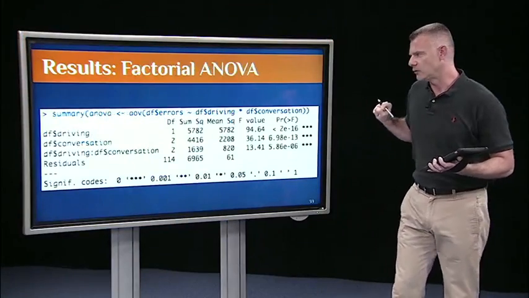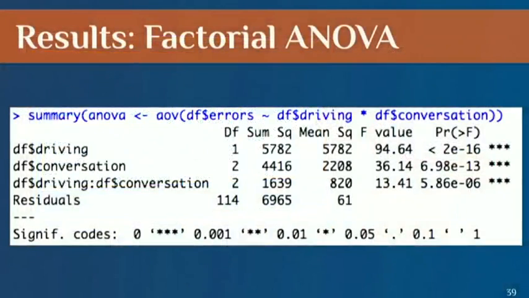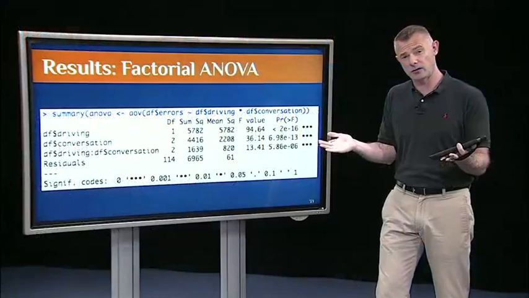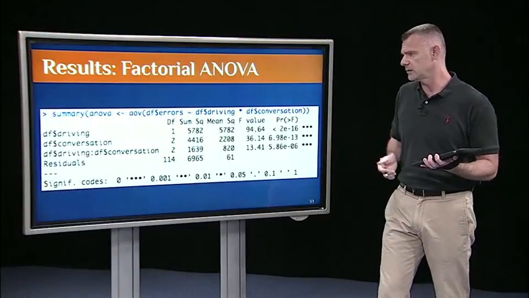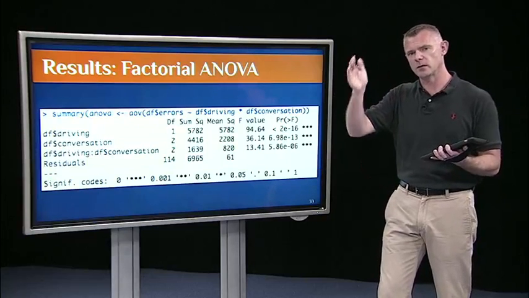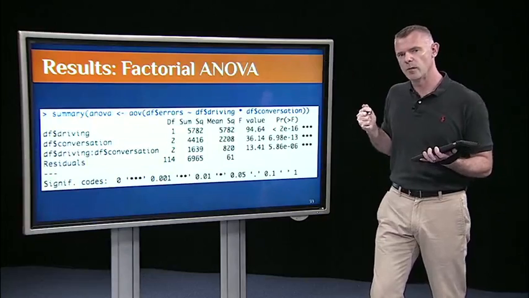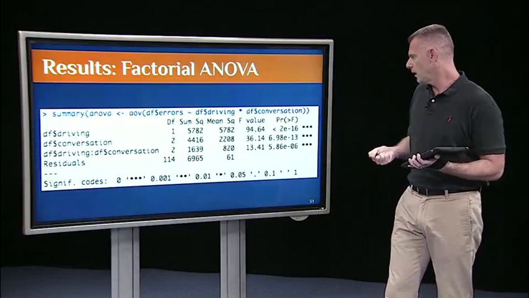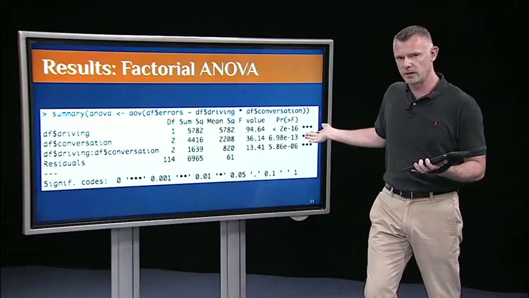Here's the output of the factorial ANOVA. What we get is a summary table. So first, notice that it's still just the AOV function, and we put in the dependent variable, tilde, and then the two independent variables, driving difficulty and conversation demand. Then if we use the summary function, it gives us the summary table for this factorial ANOVA. And again, it'll look the same with degrees of freedom, sums of squares, mean squares, F, and p-values. Remember, we get 3 F ratios here, and you can see they're all significant, very, very low p-values.